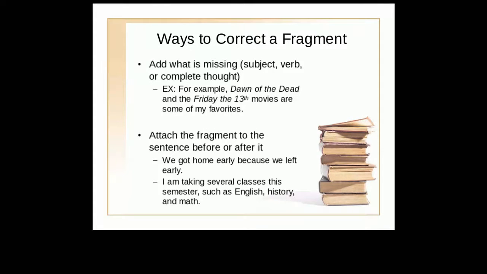So, ways to correct a fragment. Add what's missing. A fragment means it's a piece of something. It means something is missing. So, just what I said: "For example, Dawn of the Dead and Friday the 13th movies are some of my favorites." You have a subject and a verb, and it makes a complete thought.